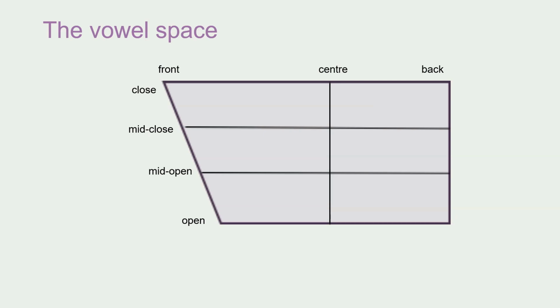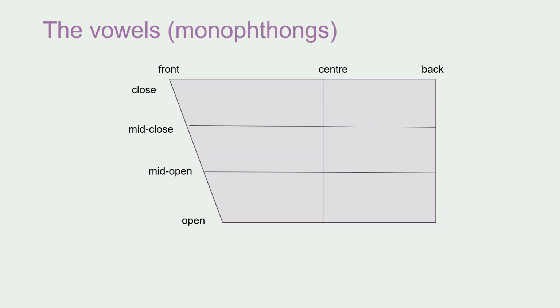And when we say where vowels are produced, what we simply mean is where is the bulk of the tongue placed in order to produce different vowels. Okay, so if you bunch your tongue up high towards the front, then we have a front close vowel. If you bunch it up to the back, but also high, it's a back close vowel.